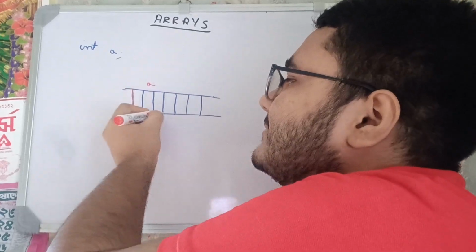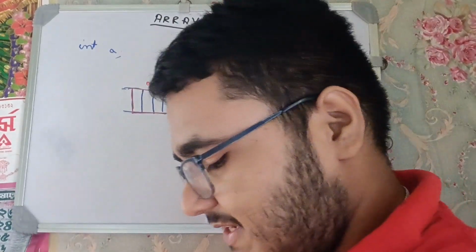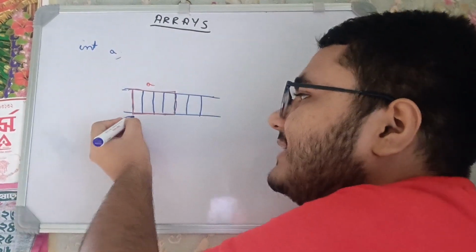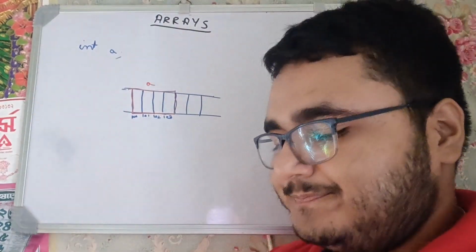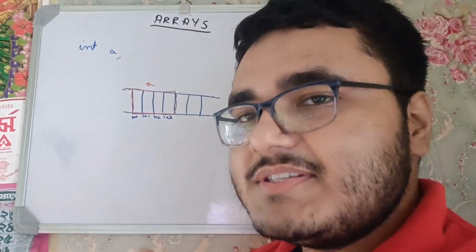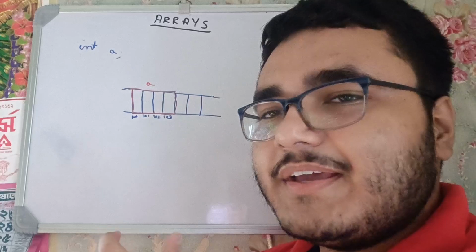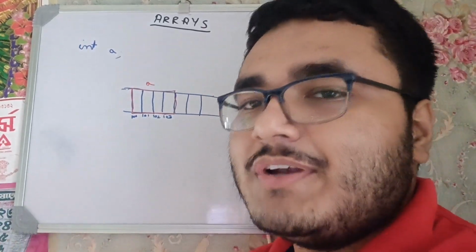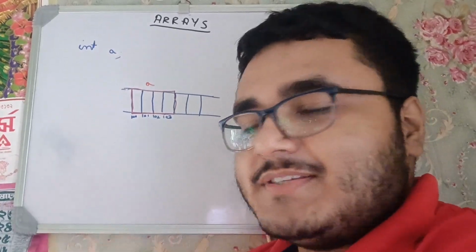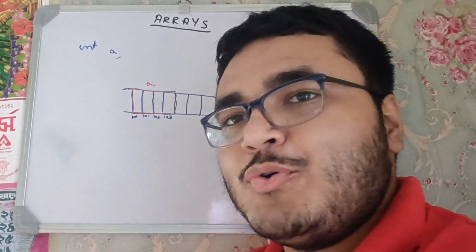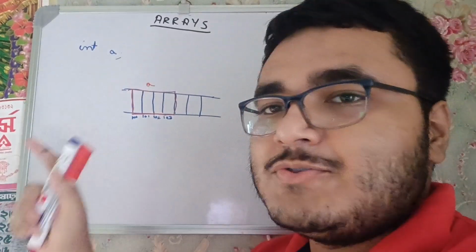If the base address in the memory is 100, it will be like 100, 101, 102, 103, like this. So this was about a single variable. Now what can we do with this single variable? We can store only one value at a time, right?